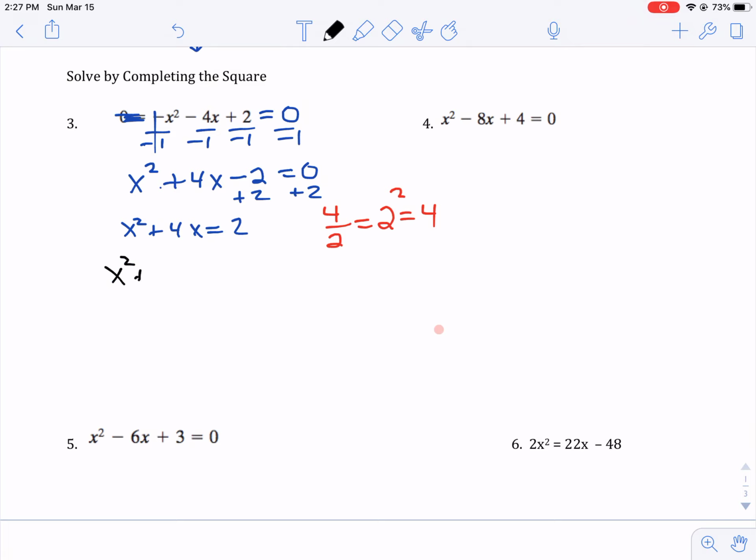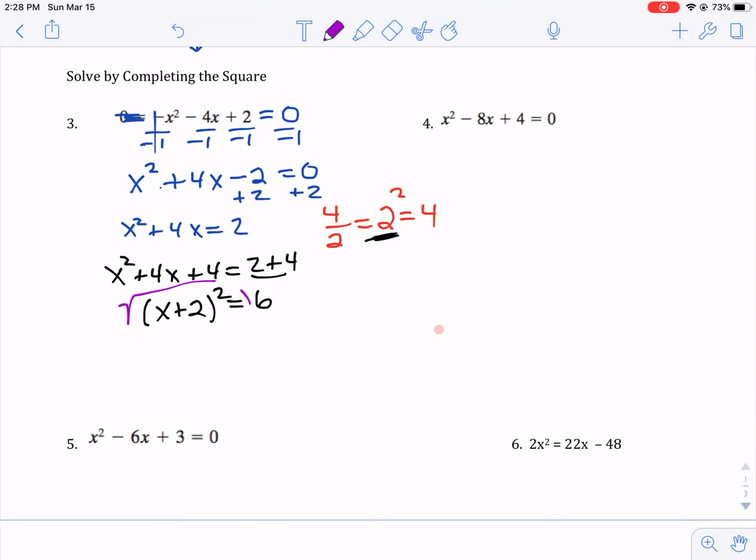X squared plus 4x plus 4 equals 2 plus 4. Clean up the right side, make it a 6. Factor the left side without thinking. X goes there, your half b, the positive 2, goes in parentheses with it. That's by design. Don't waste your time doing factor by grouping.